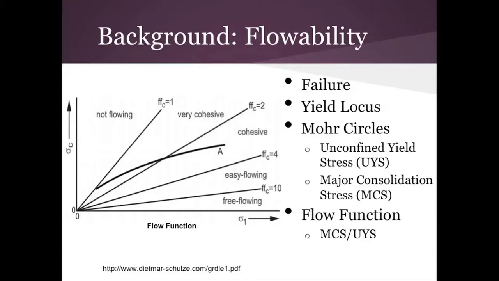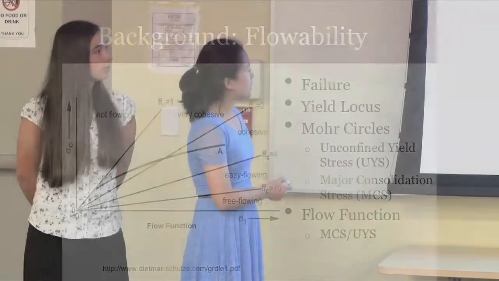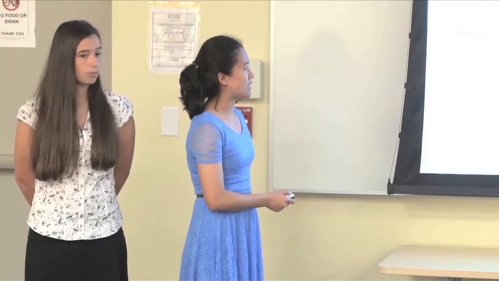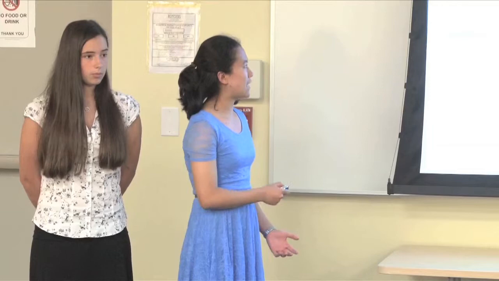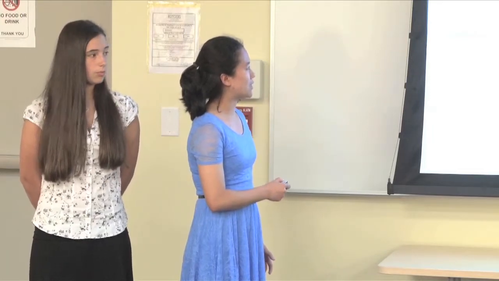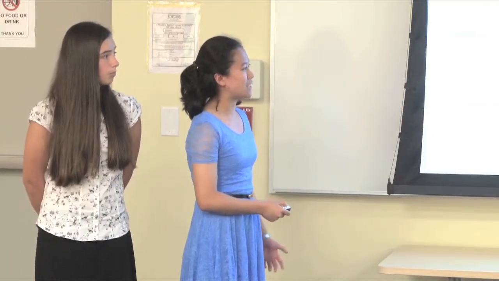So this is the flow function. The flow function is basically a measure of a powder's flowability. If you have a high flow function, it means that the powder flows very well. And if you have a low flow function, it means that the powder does not flow very well. On this graph, which is the unconfined yield stress versus the major consolidation stress, the flow function is defined as the reciprocal of this slope. In other words, it's the major consolidation stress divided by the unconfined yield stress.